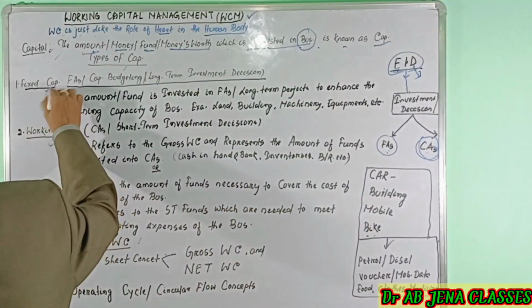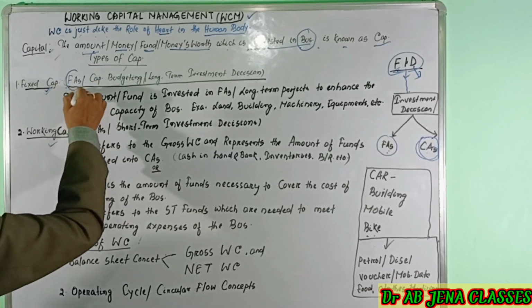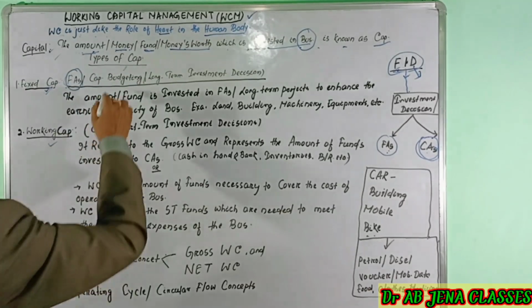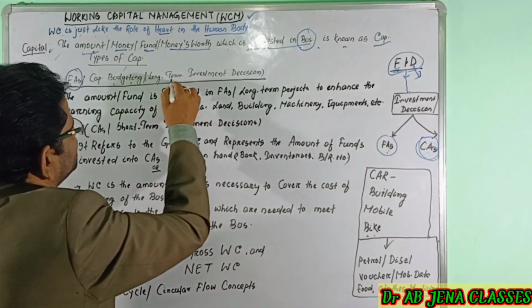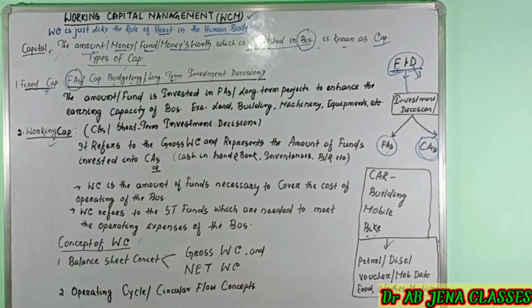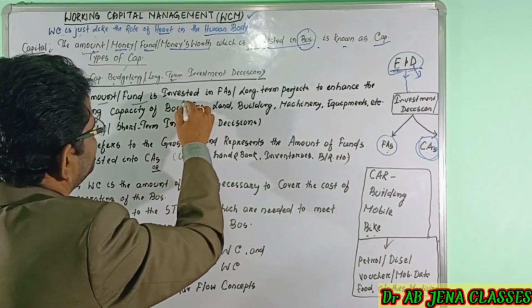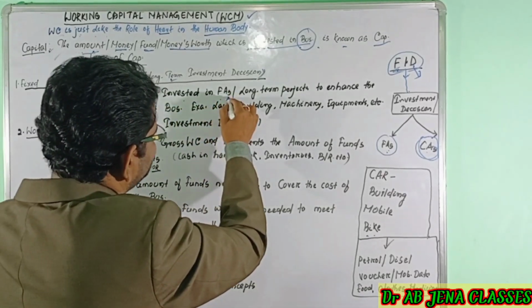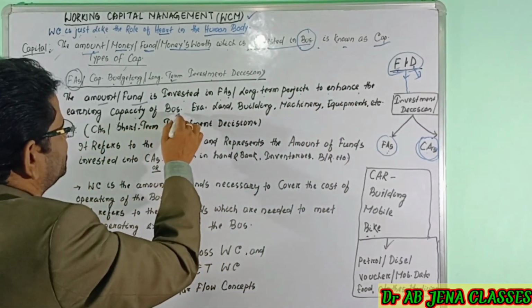Fixed capital. What are the synonyms or names of fixed capital? You can say FA, fixed assets, or you can say capital budgeting decision, or long-term investment decisions. What is the meaning of fixed capital? Fixed capital is the amount or the fund which is invested in fixed assets or long-term projects to enhance the earning capacity of the business.